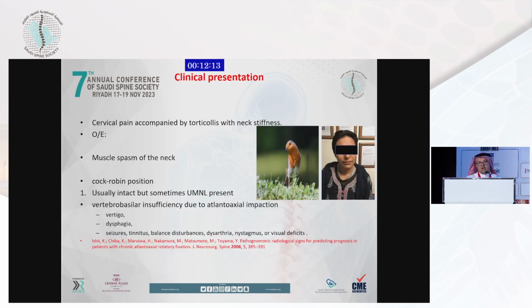Clinically, patients with rotatory subluxation typically present with a history of trauma, RTA, or fall, and they have muscle spasm, neck pain, and torticollis. You will never see a rotatory subluxation without torticollis. Some of them might have vertebrobasilar insufficiency if there is compression or dissection of the vertebral artery.